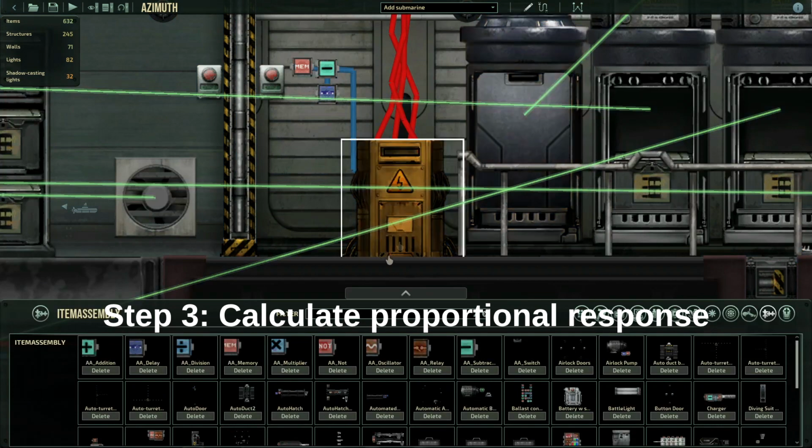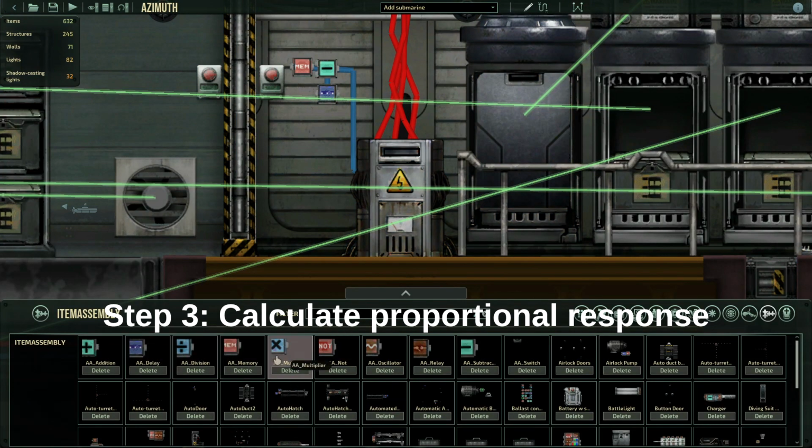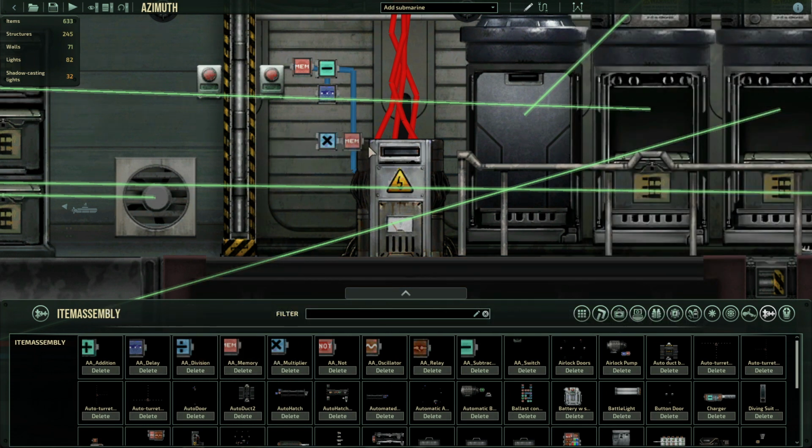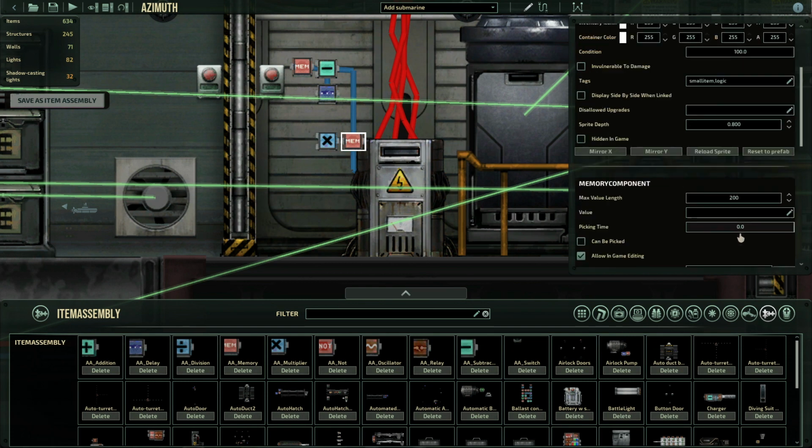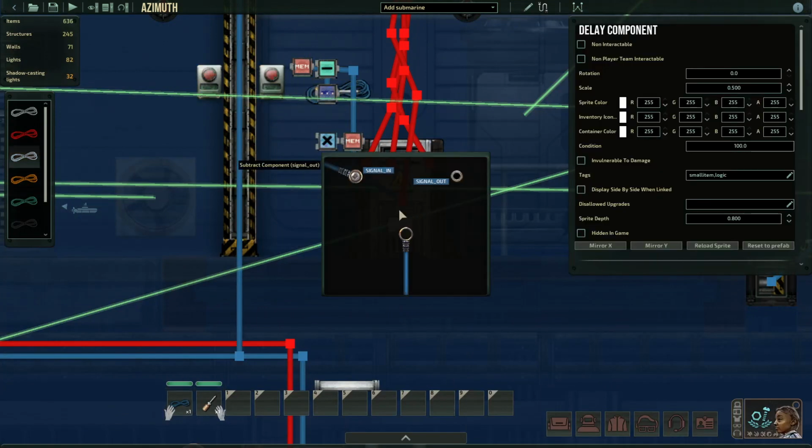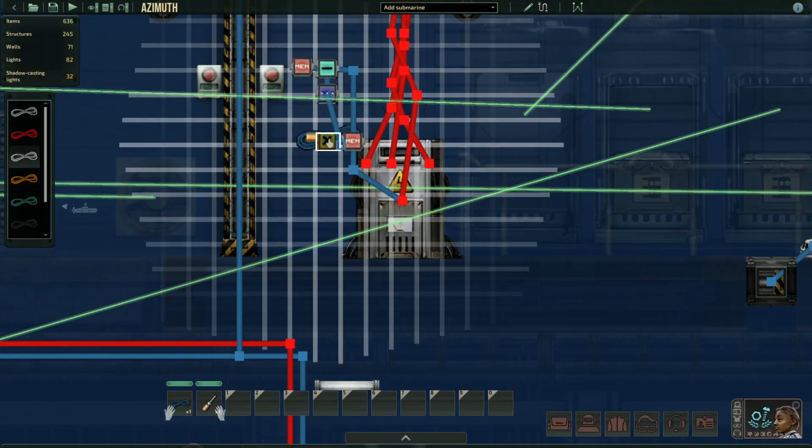Now that we have a discretized signal, we're going to build a PD controller, or a proportional derivative type controller. If you've seen any of my other Barotrauma videos, you may recall that a proportional controller is as easy as adding a multiplier block and a memory block, and it is a simple proportional gain that is calculated based on the setpoint error.